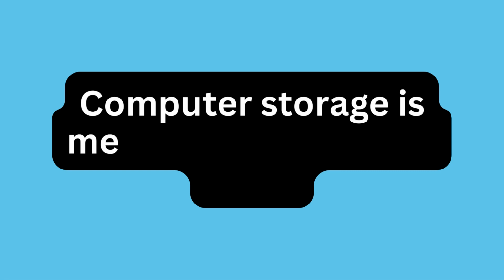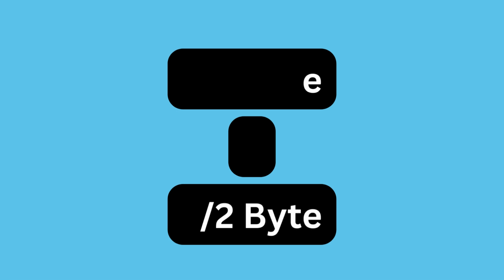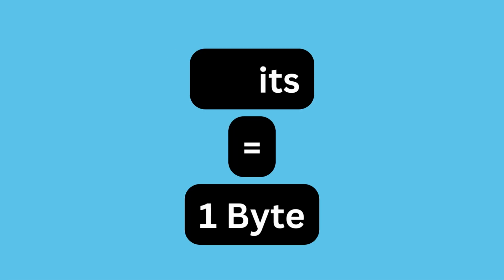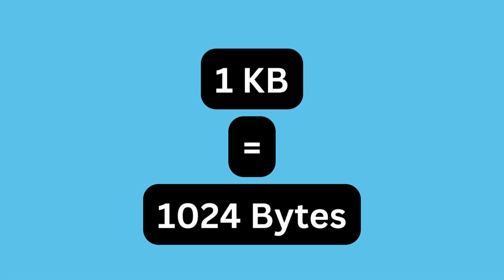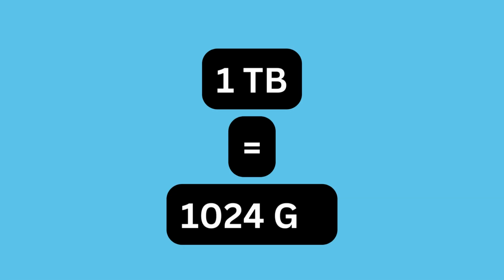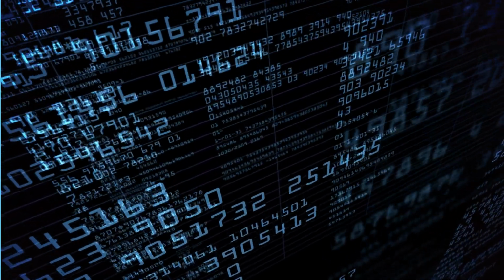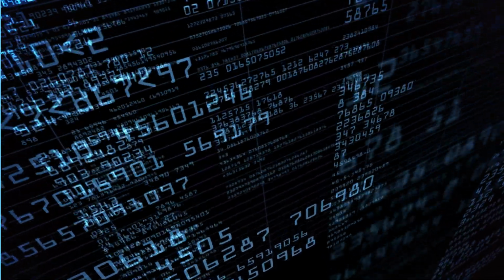Fun fact: did you know that computer storage is measured in different units? Let's go through them. A nibble is half a byte. 8 bits make up 1 byte. 1 kilobyte, KB, equals 1024 bytes. 1 gigabyte, GB, equals 1024 megabytes. 1 terabyte equals 1024 gigabytes. 1 petabyte, PB, equals 1024 terabytes. These units help us understand the vast amount of data that computers can store.